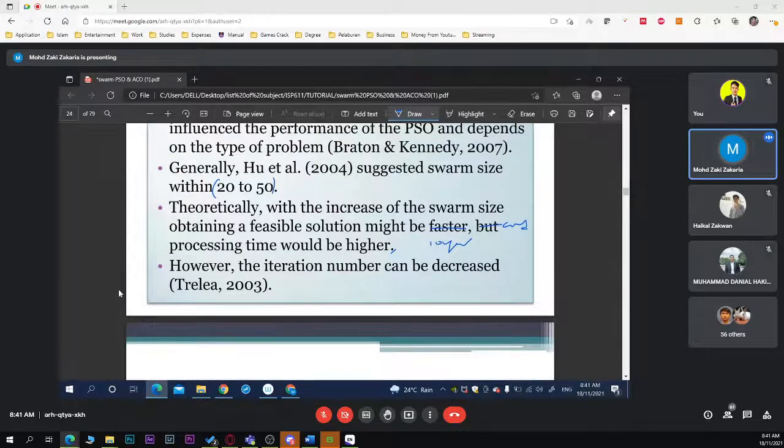Can you relate between number 1 statement and number 2 statement? Boleh relate ke tak? Can you relate? Yes or no? Hello? Dengar ke tak? Yes, Doctor.